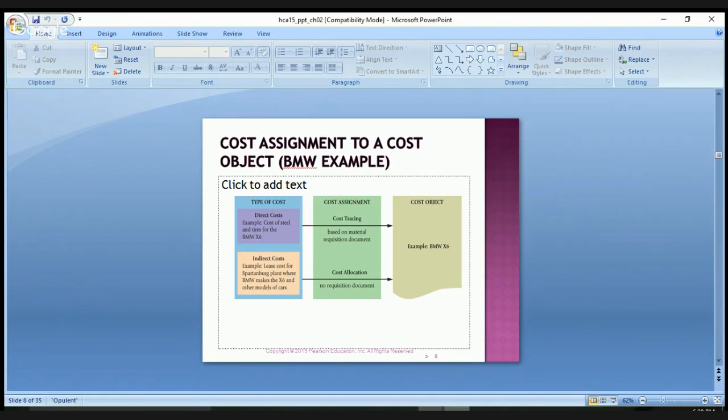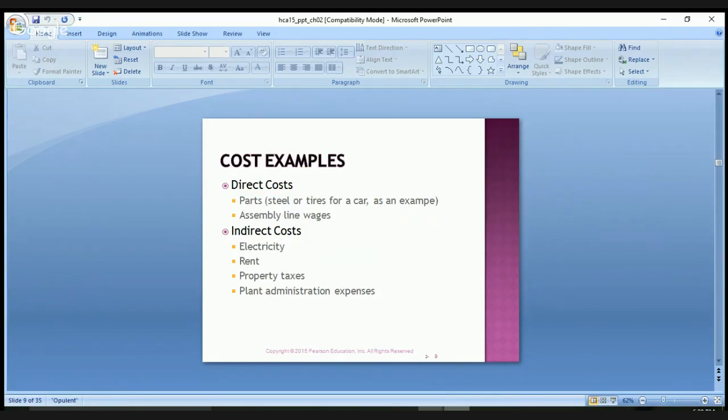Now, the indirect cost, the lease for the plant, that's a cost allocation, and the accountant doesn't need any documentation of that. So at the end, what we do is it could be based on production, it could be based on machine hours or what have you, floor space, either production or floor space probably. And that's how we would allocate the lease to the BMW, okay? And it goes all to the cost object.